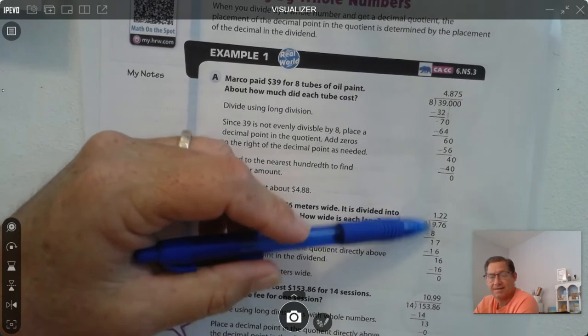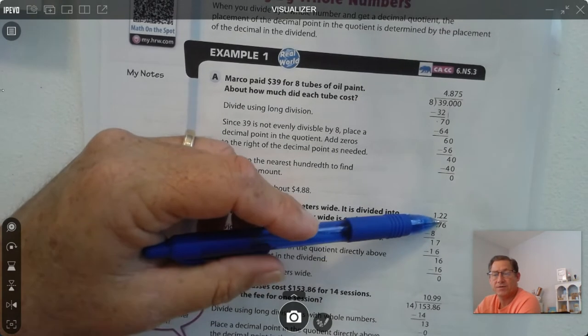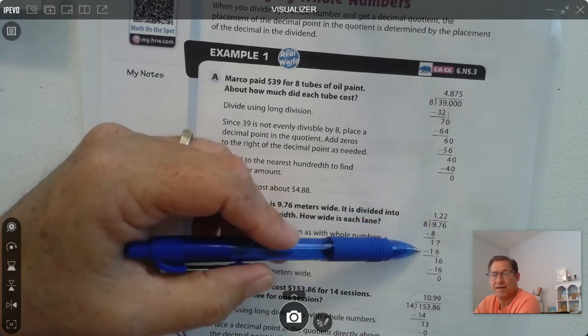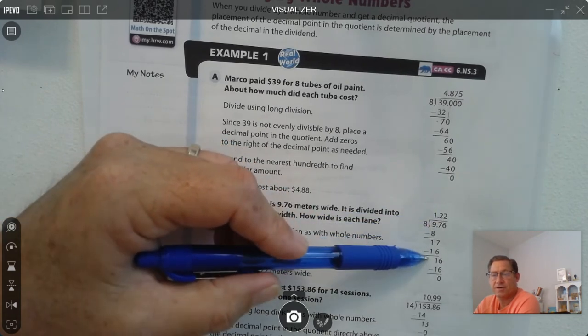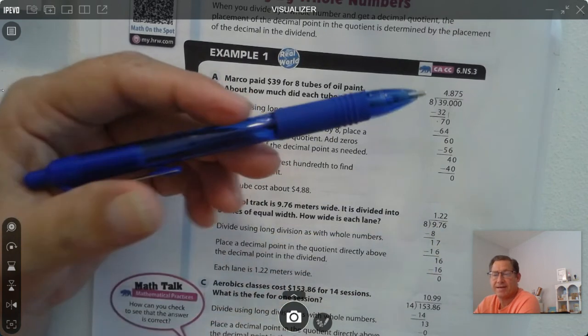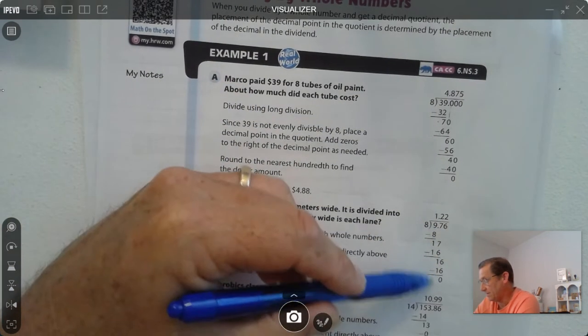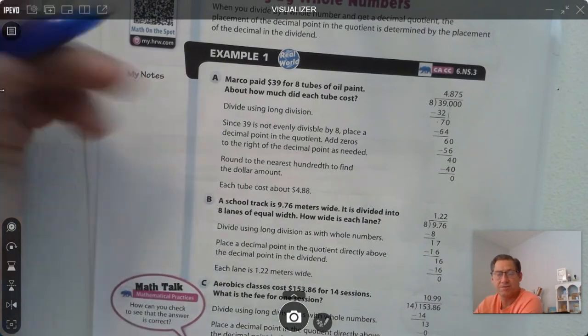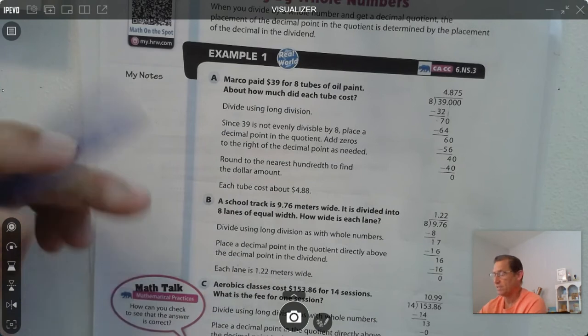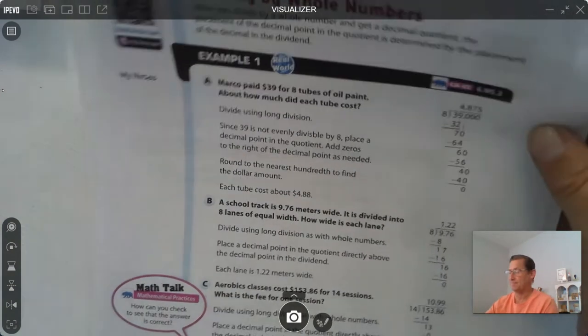So 8 times 1 is 8. Subtract, we get 1. Bring down the 7 tenths. 17 divided by 8 is 2. 8 times 2 is 16. Subtract, we get 1. Bring down the 6 hundredths. And we have 16 divided by 8 again, and we have 2. Now we have a 0 remainder. So our answer is that each lane is 1 and 22/100 meters wide.